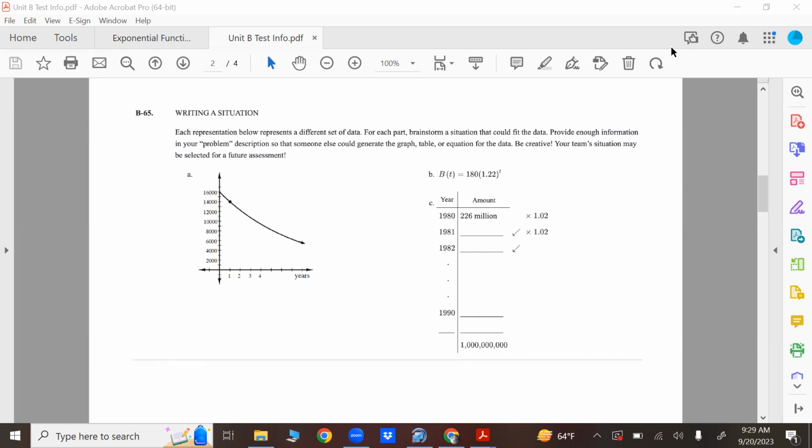B65 is asking you to brainstorm a situation that fits the data. I'm not going to ask that on the test, so don't worry about that. I think what you should know is how to make the equation from the table or from the graph. Fortunately, part B already gives you an equation, so don't worry about it. But what you should probably realize from part B is that the initial value is 180.